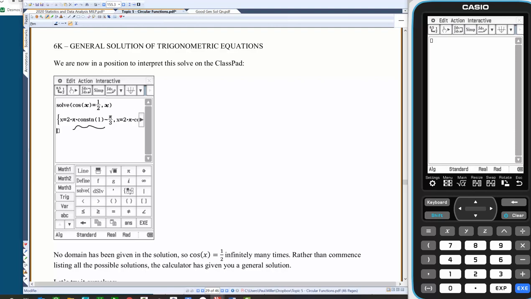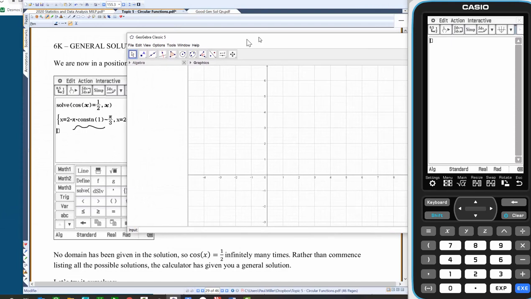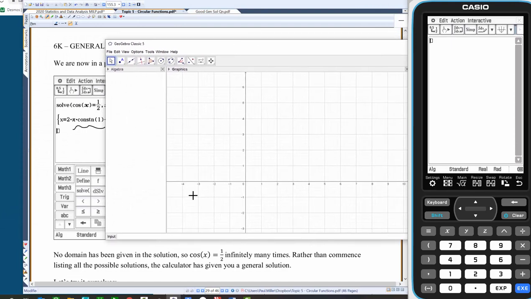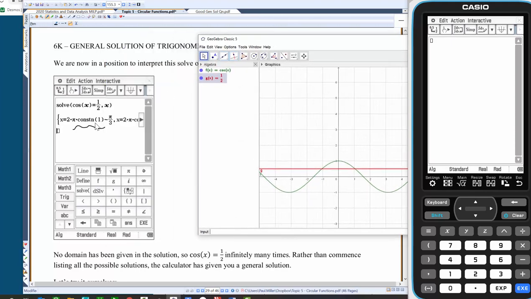Let's see what happens. I'm going to swing into GeoGebra here, and I'm going to graph two functions, f of x equals cosine x. So there's cosine. And I'm also going to graph a second function, g of x equals a half. Now, when we're attempting a solve, what we're saying is when will cosine x equal a half, or when would f of x equal g of x?